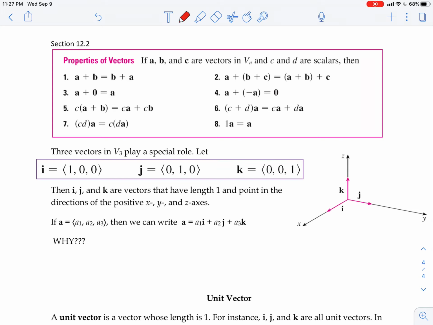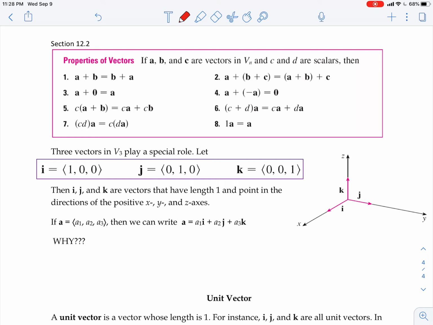All right, the last page of notes that we're going to be discussing is just some properties of vectors: addition, subtraction, how we can group these. And then we're going to talk about the standard basis vectors. So first is the properties of vectors.